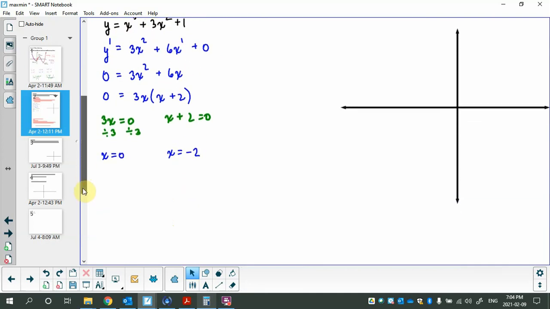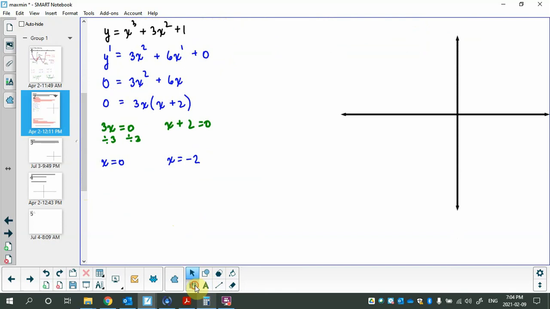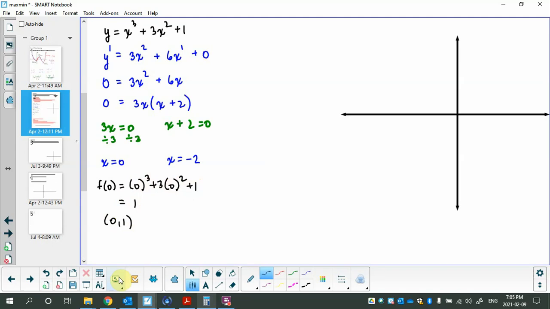So, I think I can fit this in here. I'm going to call it f at x instead. So I'm about to find f at 0. So 0 cubed plus 3 times 0 squared plus 1. So that 0 plus 0 plus 1 is 1. So I know I have either a maximum or a minimum sitting at 0, 1. I have to do the exact same thing for -2.